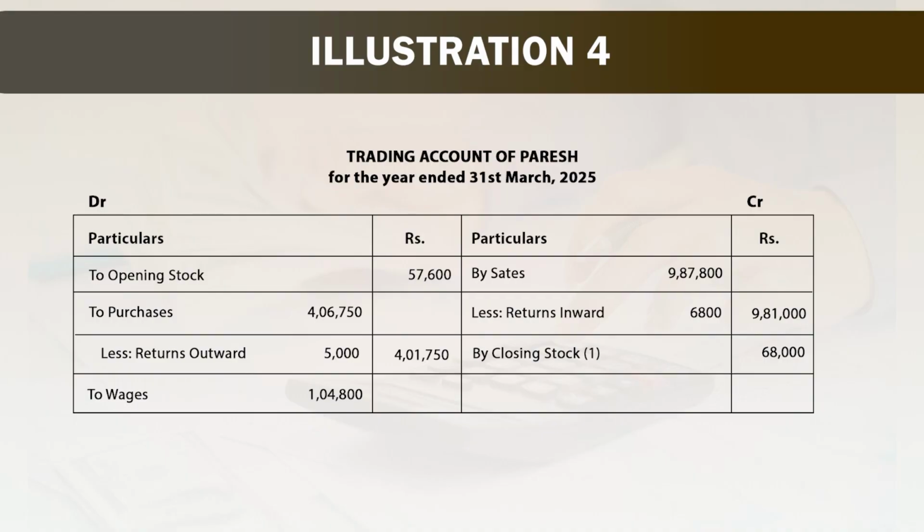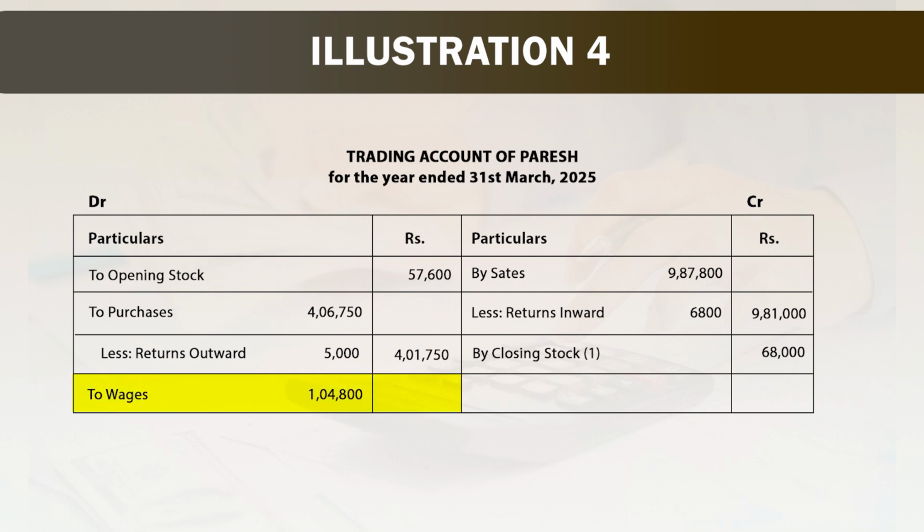Now, friends, let us see the trading account of Paresh for the year ended 31st March 2025. First of all, we see all items of the debit side. We have opening stock of 57,600. We are given purchases of rupees 4,06,750, but from that returns outward 5,000 are to be deducted. So, net purchase comes to 4,01,750.